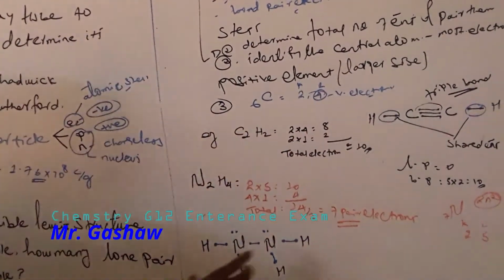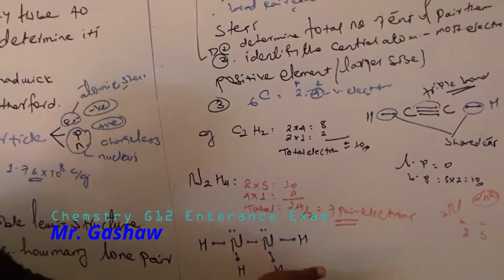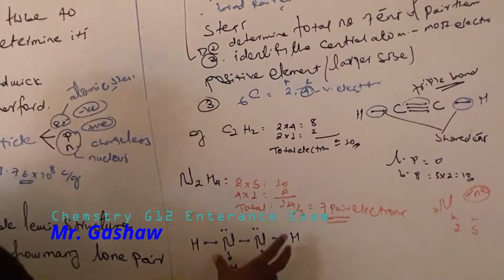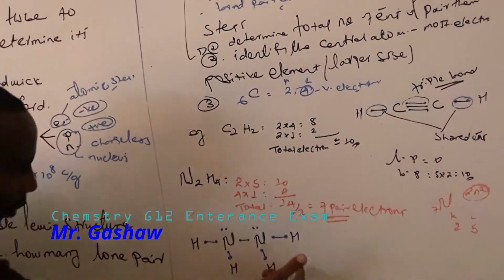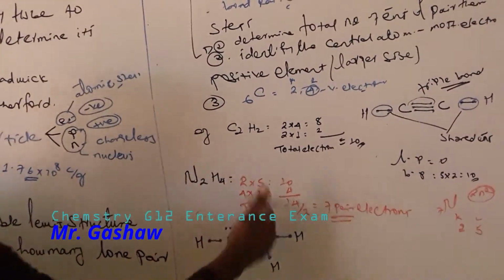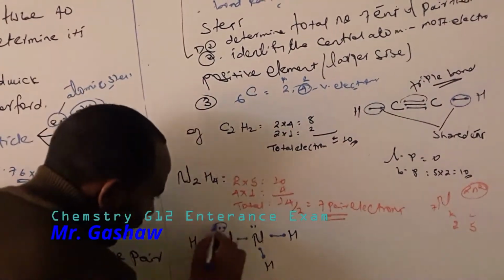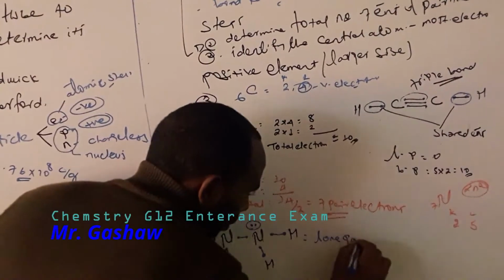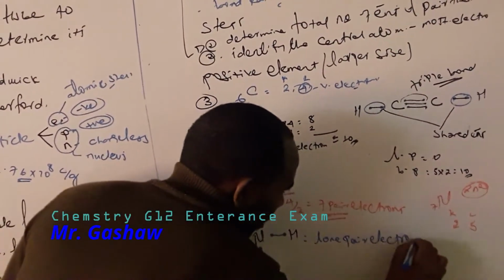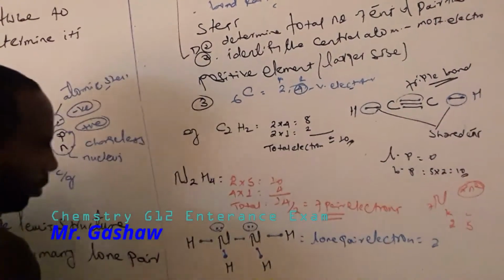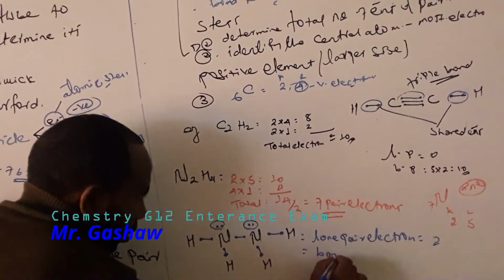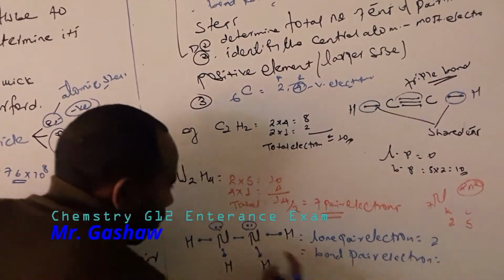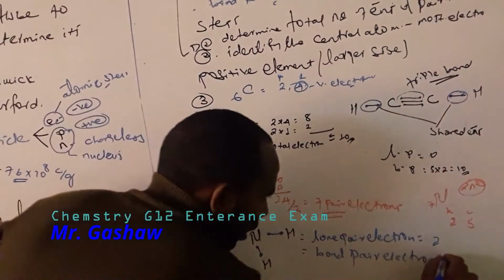Look, this one is a bond. To identify which are lone pair electrons and which are bond pair electrons, we produce the bond. Then the electrons that do not participate in the bond formation, we call lone pair electrons. Here it is 1 and here it is 2. So the lone pair electrons equal 2, 1, 2. Then the bond pair electrons equal 1, 2, 3, 4, 5.